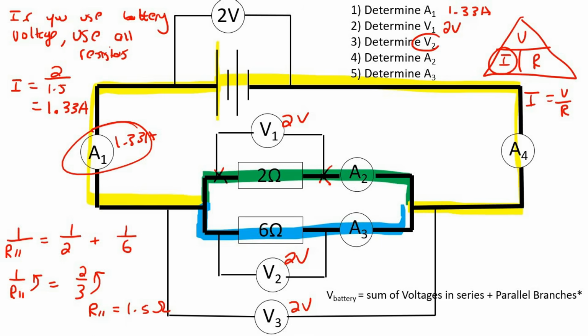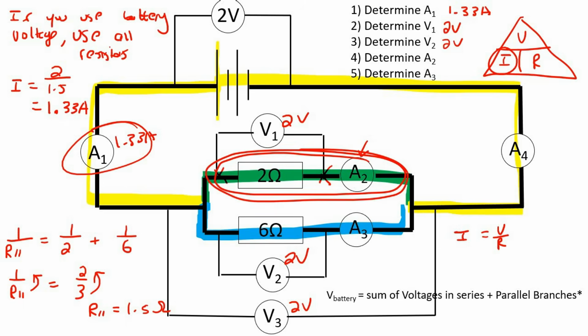Now the next question says, what is V2? So V2 is also 2 volts. We've got that one. The next one says, what is A2? Okay, so A2 is over here, so that's a current. So current is equal to voltage over resistance. Now, you've got to be careful. This current, ammeter, is connected on the green pathway. It's only the green pathway.